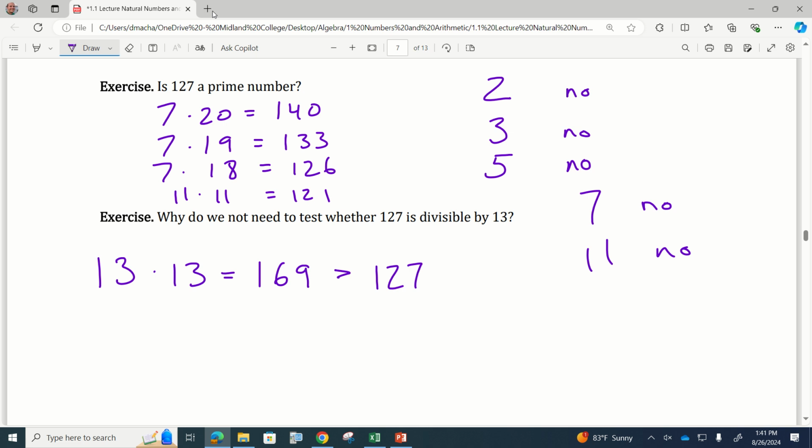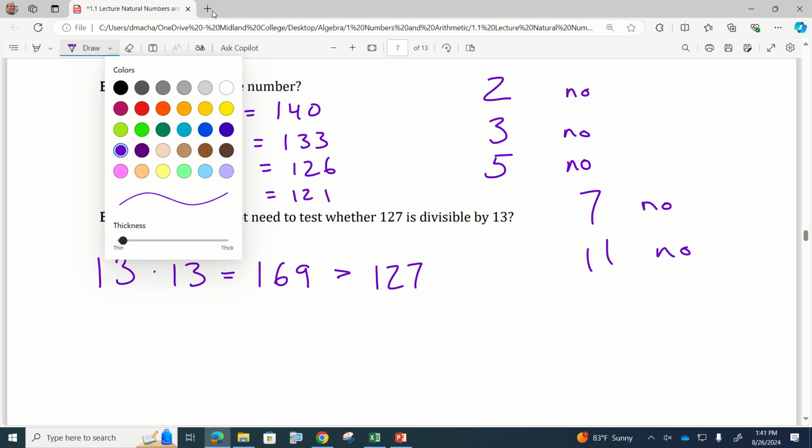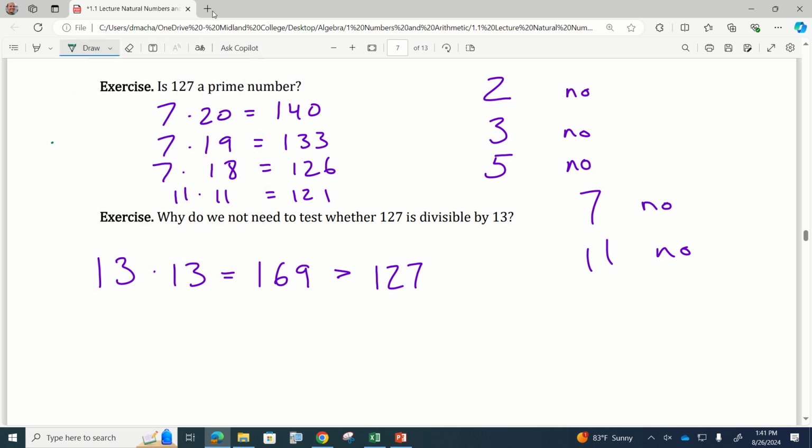So we can stop testing once we reach a number whose square is bigger than the number we're trying to test out. Okay? So since 13 squared was bigger than 127, we can stop and we don't have to keep going. We don't have to wonder about 13 or 17 or 19 or 23 or anything like that. And the answer to the question is yes. We verified that.